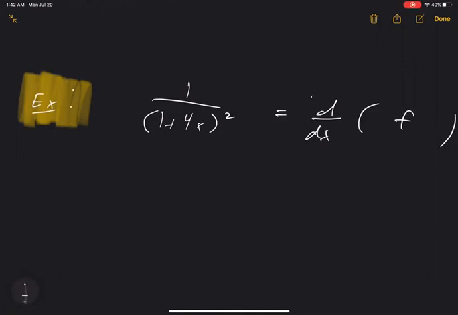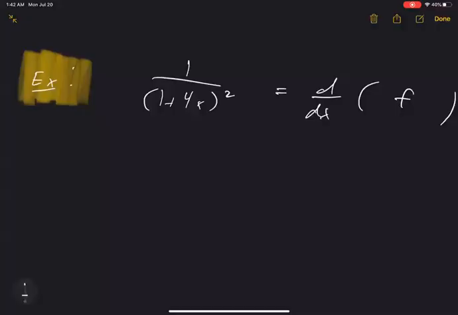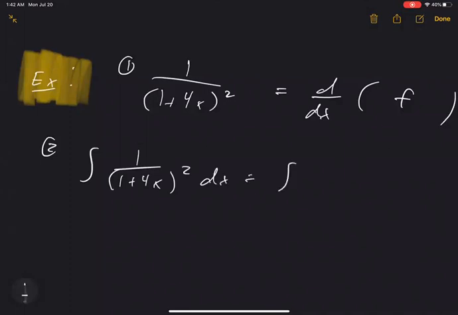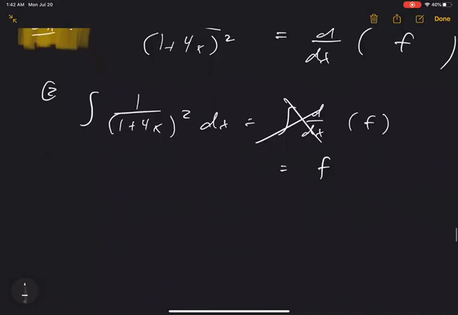How do I do that? I need to cancel out this derivative sign, right? So I'm going to integrate both sides. So really, this is our step 1. Step 2 is just integrating both sides. So what happens on the right side? The integral sign and the derivative sign cancel out, and I'm just left with f. And on the left side, I just have an integral, and I know how to solve that integral, right?